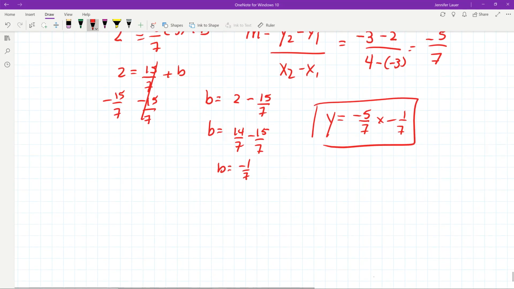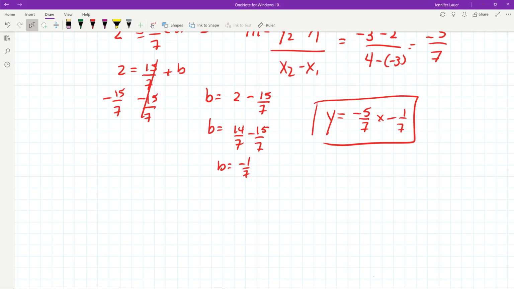Now let's look at example 10.2 at the bottom of the same page. It says find the equation of the line. Again it wants the equation of a line, but this time it passes through negative 2, 5, and it's perpendicular to a different line.